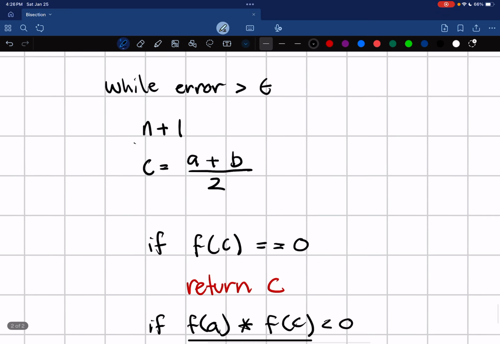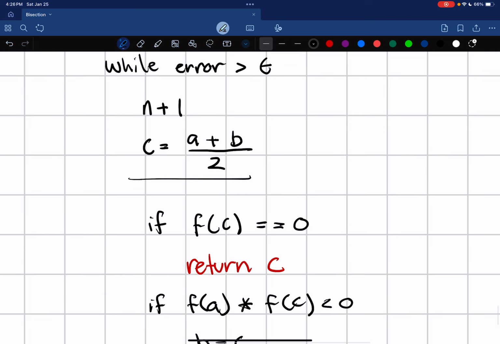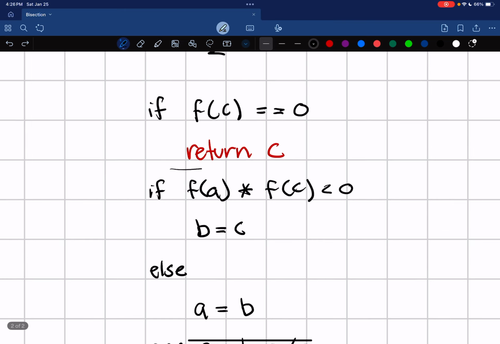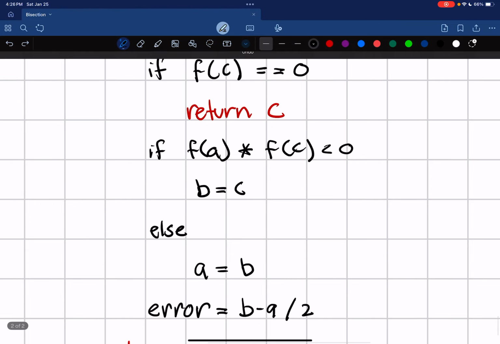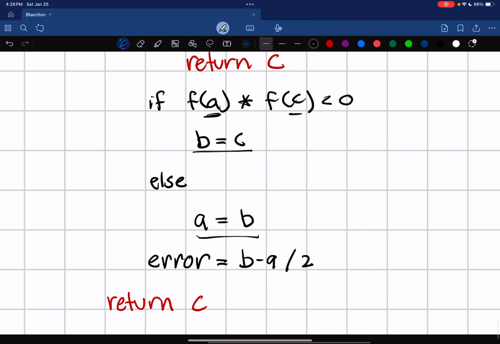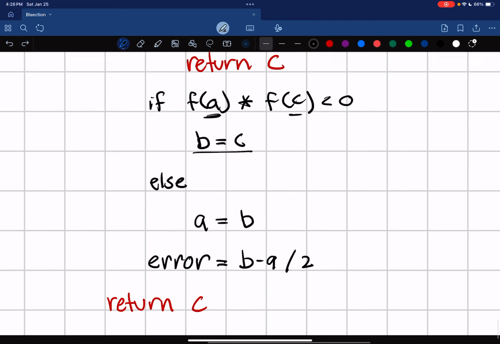Now, obviously, we start with the iteration. We add the iteration plus 1. We calculate our C, and then we evaluate our C. If C is 0, we return C. That's the root. If A times C is less than 0, then B becomes C. Else, A becomes B. Right?